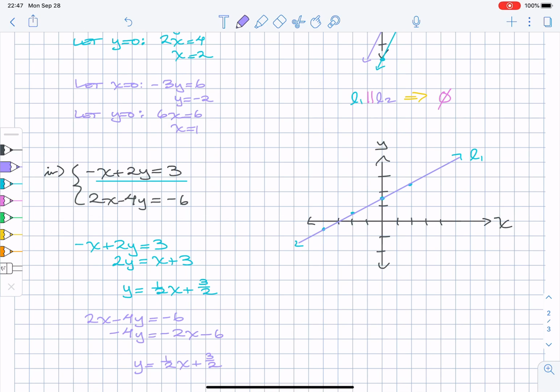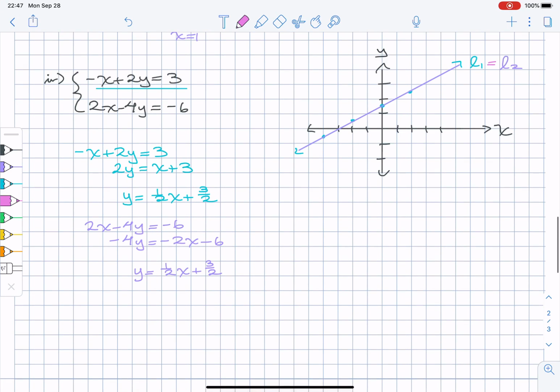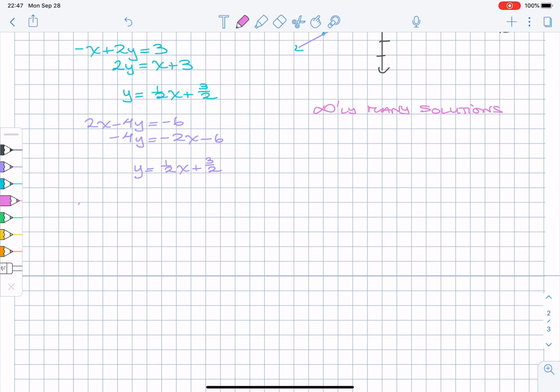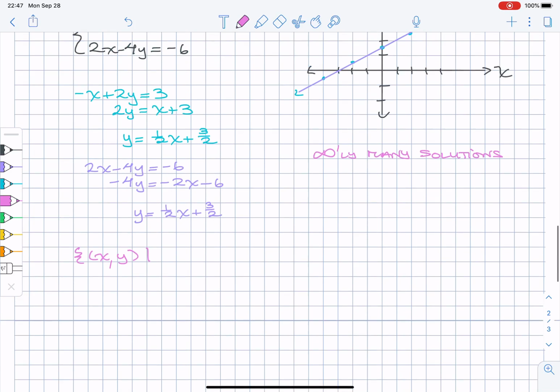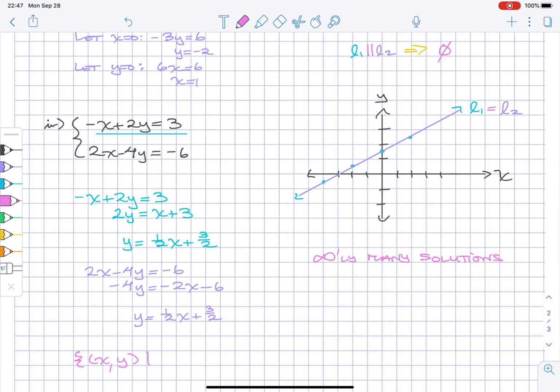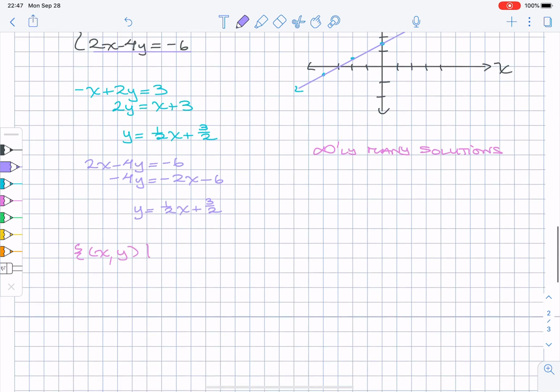So line 2 is equal to line 1, so there's infinitely many solutions. But how do I write the solution set? The solution set is as follows. The set of all x comma y such that, and I can choose which one I want. I can either choose the first equation or the second. So let's choose the first.